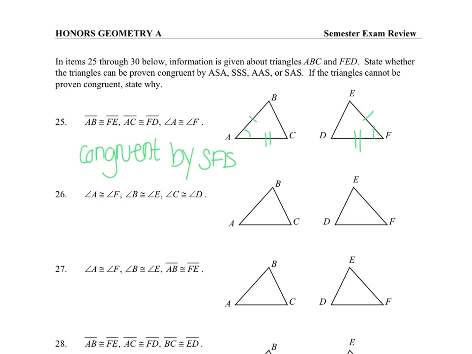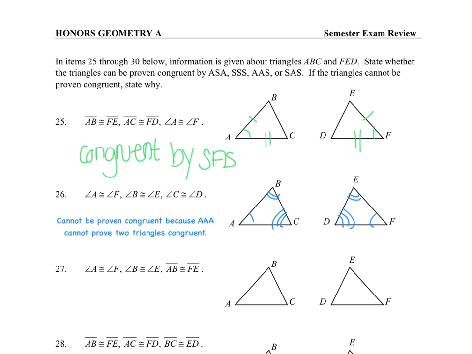Question 26 says, angle A is congruent to angle F, angle B is congruent to angle E, and angle C is congruent to angle D. Well, this means we have AAA, and we know that means that they cannot be proven congruent. This is because AAA can't prove two triangles congruent. It could be a dilation.